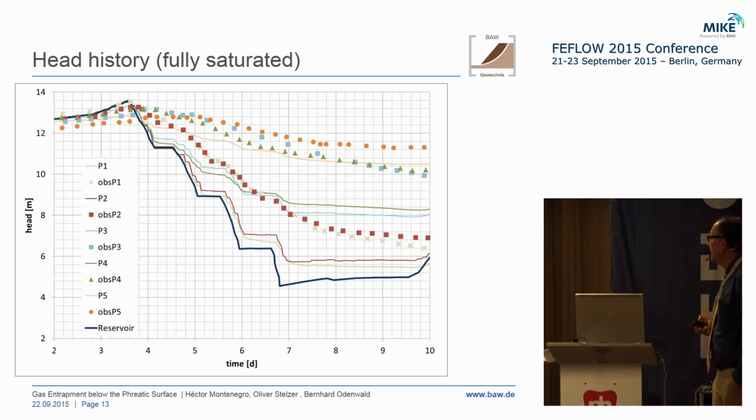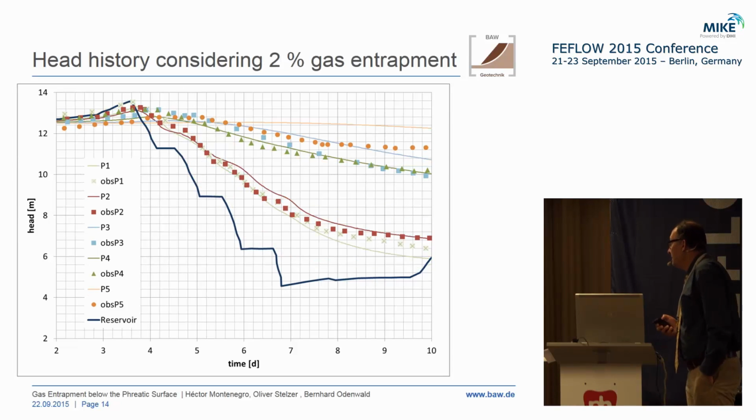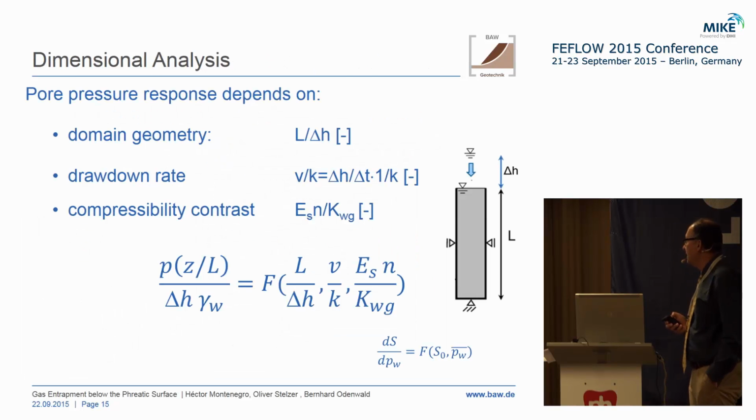So we carried out some dimensional analysis to look into this, and to make the whole thing very simple, we regarded a one-dimensional problem. We know that the domain geometry is one important parameter. I told you the drawdown rate is very important in comparison to the hydraulic conductivity, and there is also some kind of compressibility contrast which will play a role, and I will tell you about that in a moment.